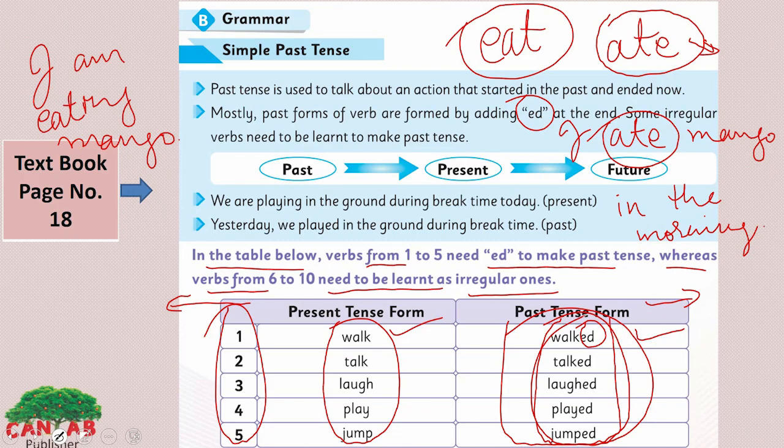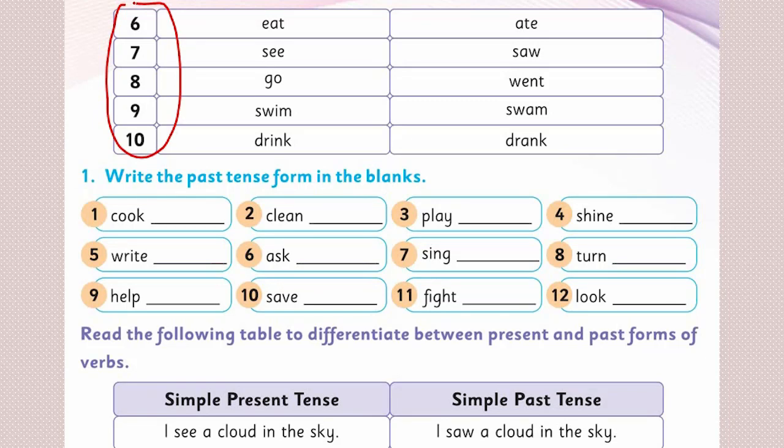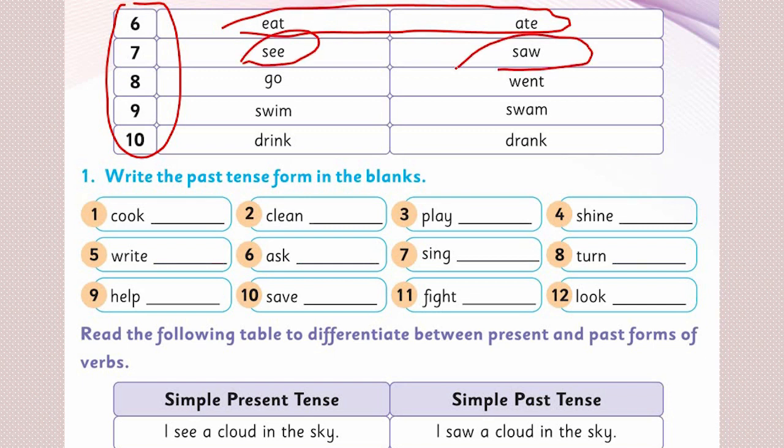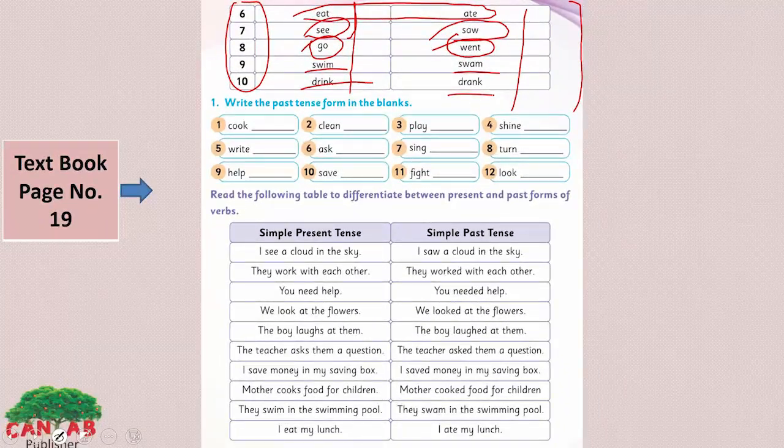Talked, laughed, played, jumped. Now look at here on this page. 6 to 10. These are the irregular verbs that I have told you. Eat, ate. We will not add ed to make it in the past tense. See, saw. Saw is the second form of see. Go represents present tense and went represents past tense, the second form of verb. This is the first form and this is the second form. First form represents present situation and the second form represents past situation, a verb that has happened in the past. Swim, swam, drink, drank. There are lots of examples of this. Catch, caught.